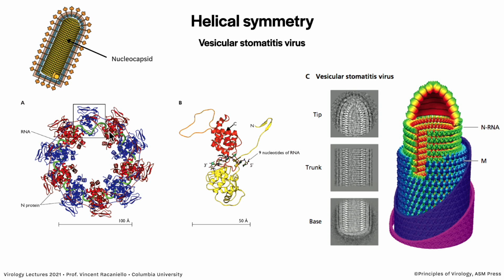There's the RNA in green. There's a single nucleocapsid protein. It's a bilobed protein with a groove in the middle, and the RNA fits into the groove. So this binds very nicely to the protein. The proteins interact with each other.